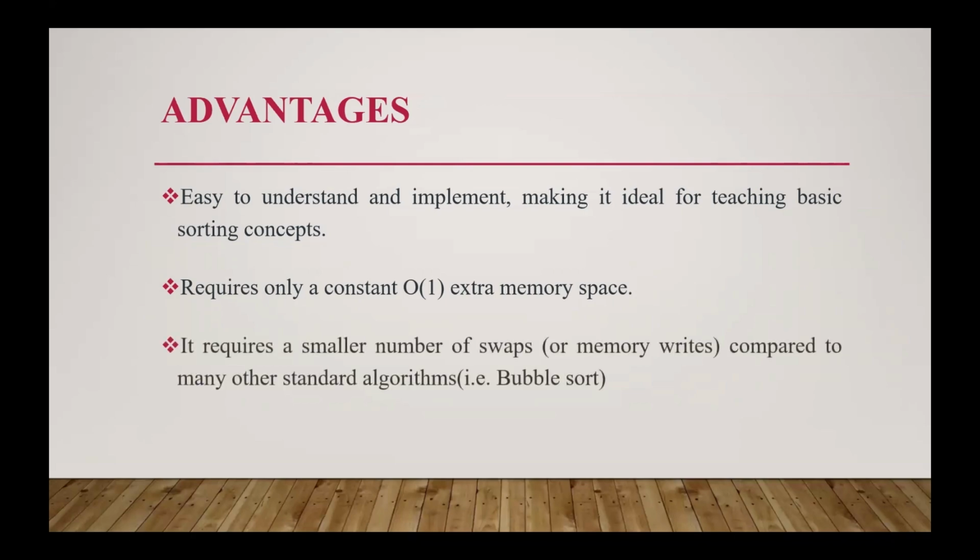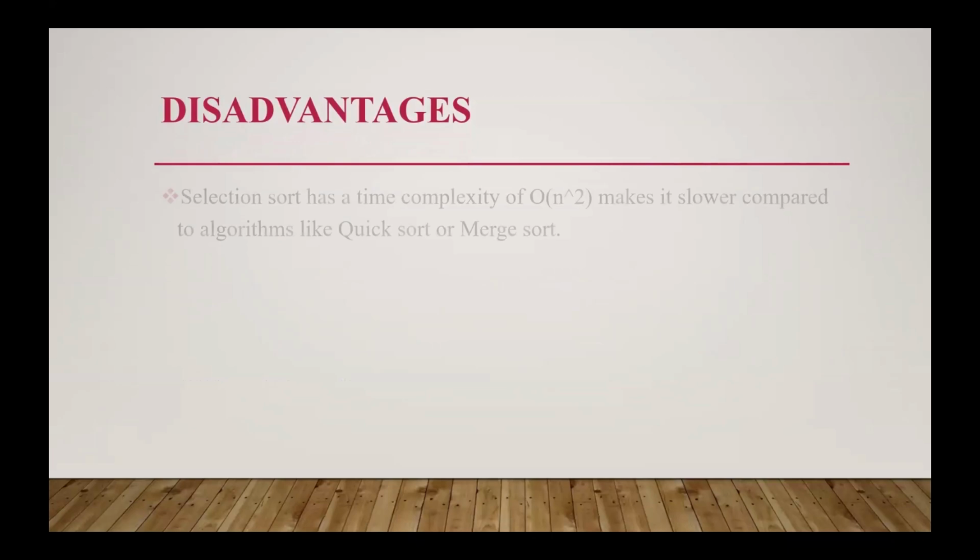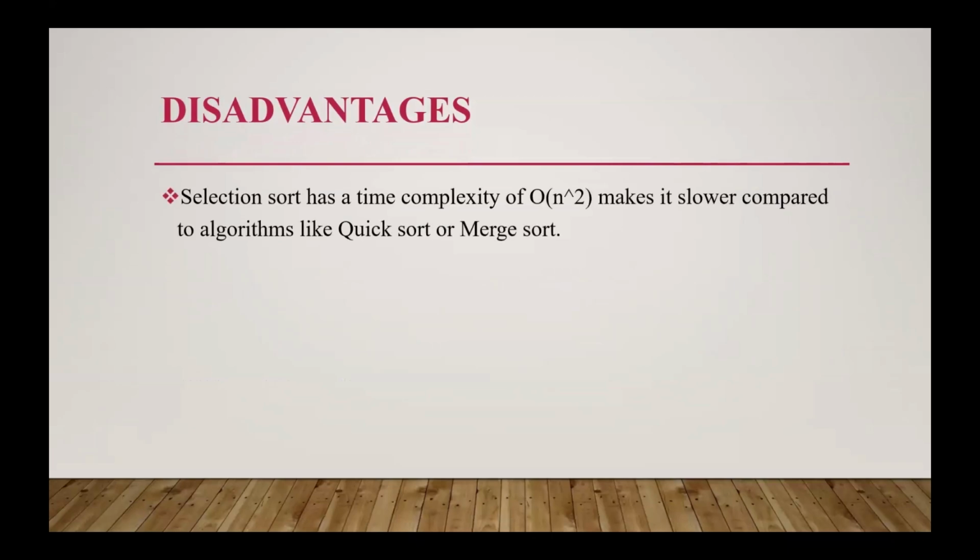It requires a smaller number of swaps, because in insertion sort so many swaps are required. But here only one swap is required for each iteration. That's why it requires much less swapping compared to bubble sort. In bubble sort, for each and every iteration, each and every element we have to compare and swap. But there are disadvantages too, because the time complexity is order of n square, so compared with quick sort and merge sort, it is very slow.